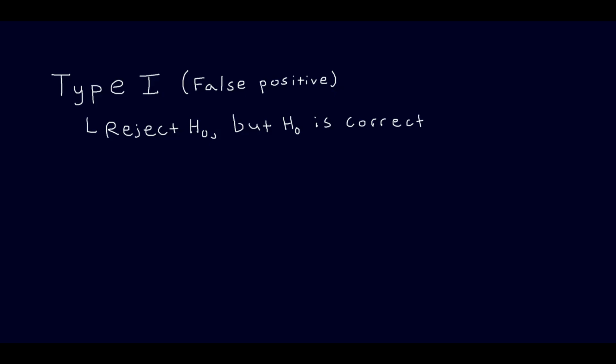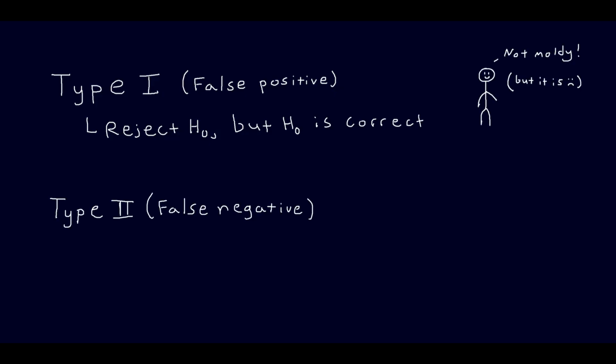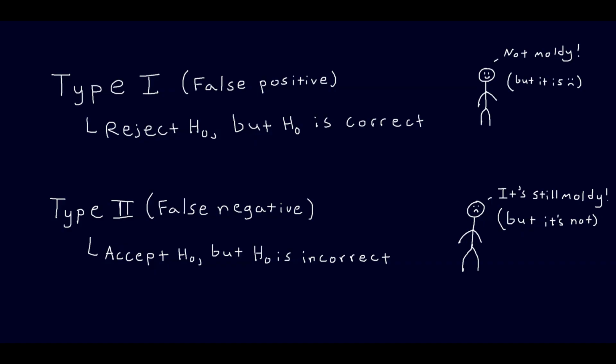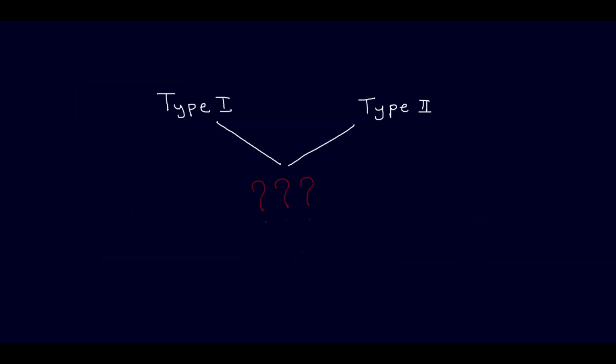So in our case, you would accept the claim that the fruit is usually 4% moldy, but in actuality it is 20%. Type 2 errors, which are also known as false negatives, are when you do not reject the null hypothesis, and it is in fact false. So in our case, you would claim that the fruit is usually 20% moldy, when in reality it is 4%, like the original claim. So which error is worse?